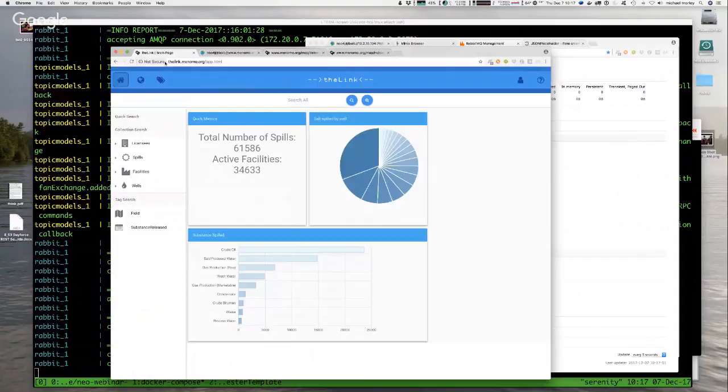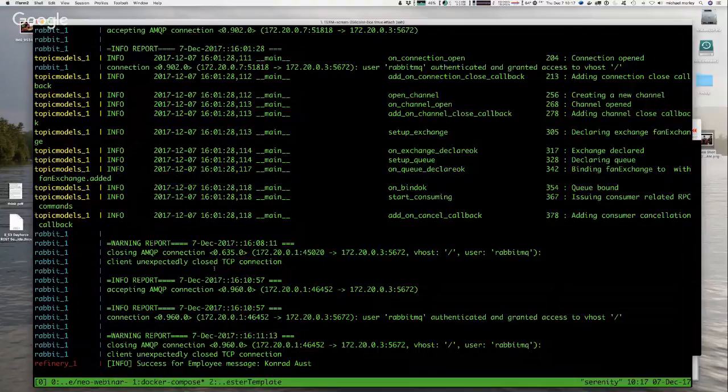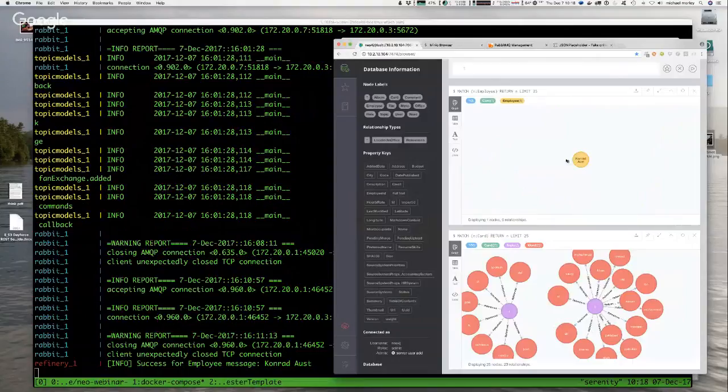Yeah, this guy. We don't need this right now. We can publish this guy. So our refinery is actually talking. It's running. It says there's success for an employee message for Konrad Aust. I also have the graph running right here. We have employees. We have Konrad Aust. And I work in Minom, Victoria.